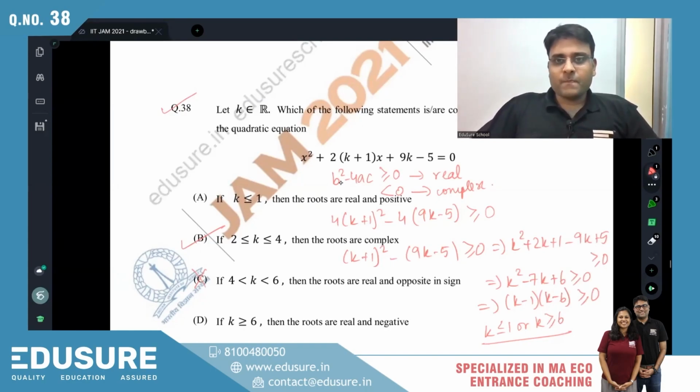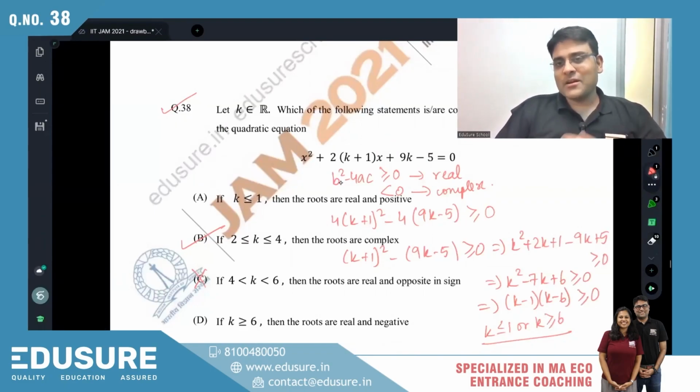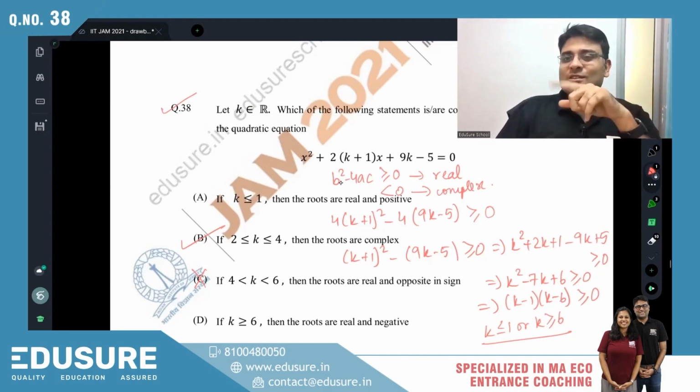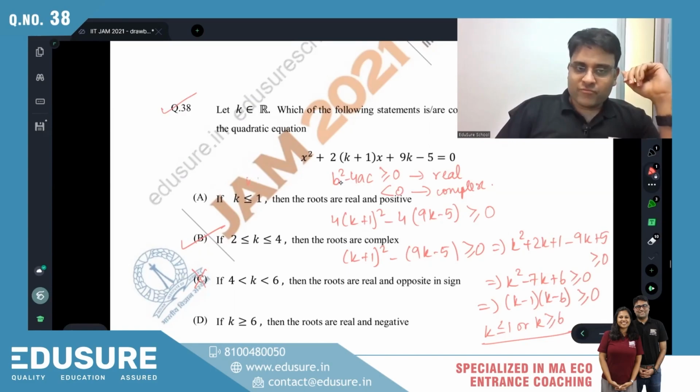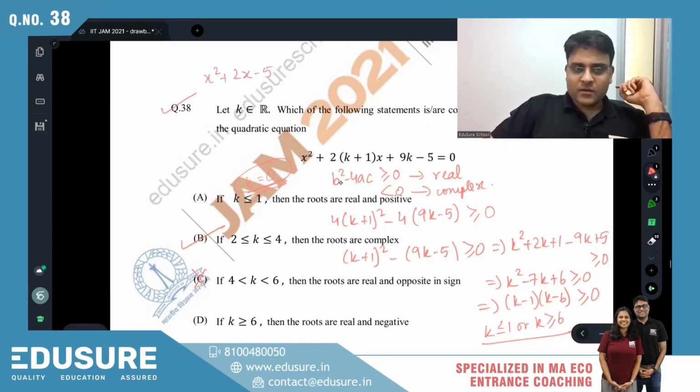So you can take any example, but a better method would be to use Descartes' rule of signs. That is, measure the number of sign changes. So if k is less than or equal to 1, a value of it will be, say, k is equal to 0. So put k equal to 0: x square plus 2x minus 5. No sign change, one sign change. So f(x) has exactly one sign change.